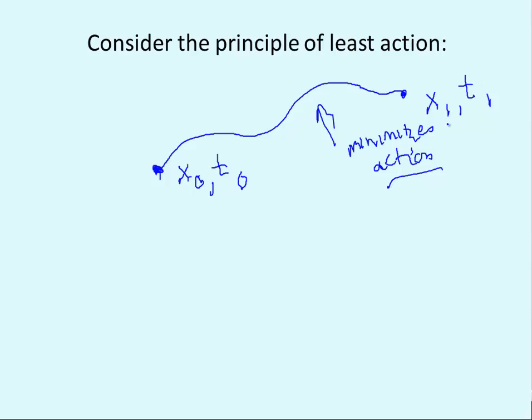Now notice this picture does not really show a system evolving as a function of time. It fixes the beginning point, it fixes the end point, and it explains what happens in between.